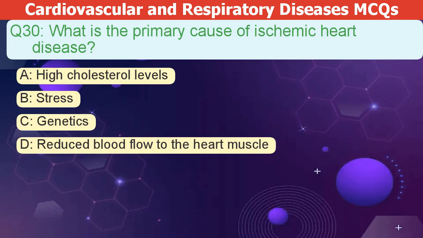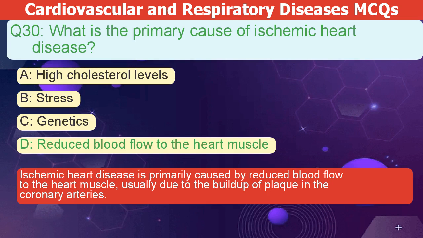What is the primary cause of ischemic heart disease? A. High cholesterol levels. B. Stress. C. Genetics. D. Reduced blood flow to the heart muscle. The correct answer is D. Ischemic heart disease is primarily caused by reduced blood flow to the heart muscle, usually due to a buildup of plaque in the coronary arteries.